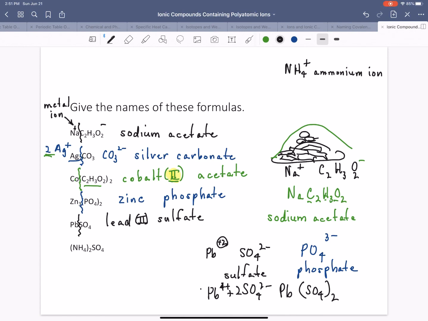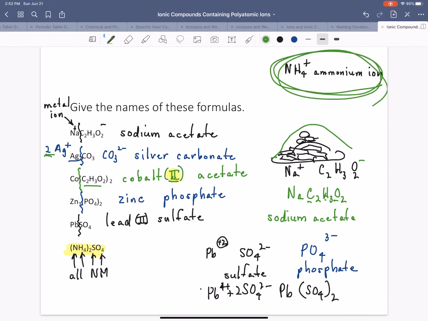Okay, so the last one could be a little bit tricky because it kind of looks like it's a covalent compound. I'm looking at the element on the left. Nitrogen is a nonmetal, hydrogen's a nonmetal, sulfur and oxygen, they're all nonmetals. But then I remember, wait a minute, ammonium ion. Ammonium ion behaves like an alkali metal ion or a group 1 metal ion. So, yes, this is an ionic compound. I have 2 ammoniums and 1 sulfate.